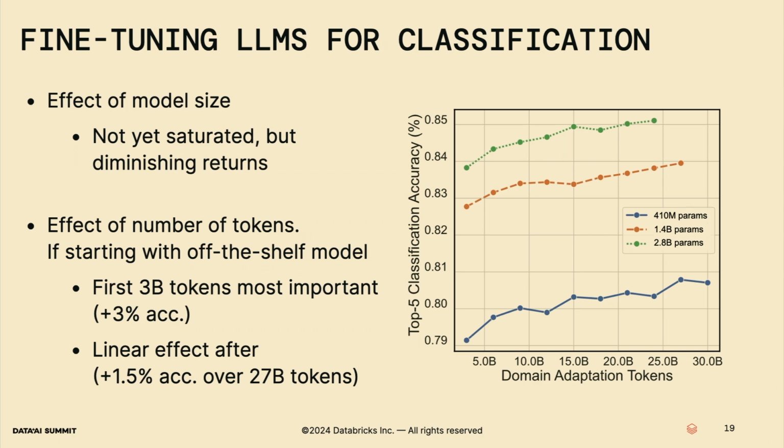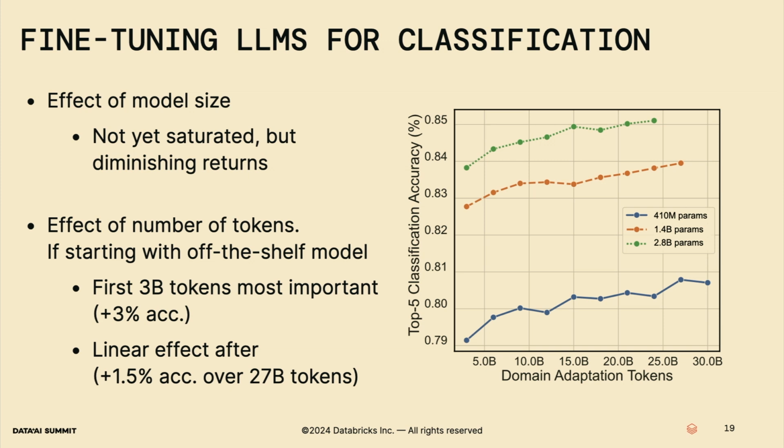Here's a more in-depth plot of this. The bars on the previous slide were looking at 0 billion tokens, so that would be an off-the-shelf LLM. And then here I'm going from 3 billion tokens all the way up to 30 billion tokens.